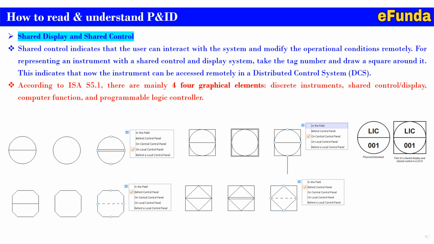Similarly, one can refer to the symbols where the discrete instrument is shown, where one can see the circle with a single line and the circle with 2 lines. Similarly, the shared control display on the second picture. Third is the computer function. And last one is the programmable logic controller, where instead of the circle, two squares are being used so as to indicate that this is the ESD or the PLC programming control action being used in the plant, so as to differentiate between the DCS and ESD system. These two different symbols are being used in the P&IDs.